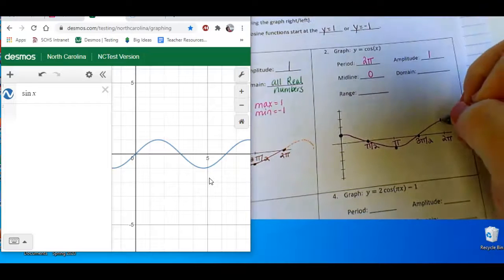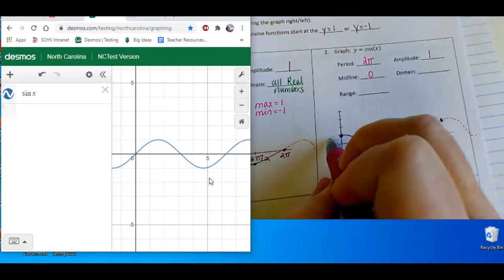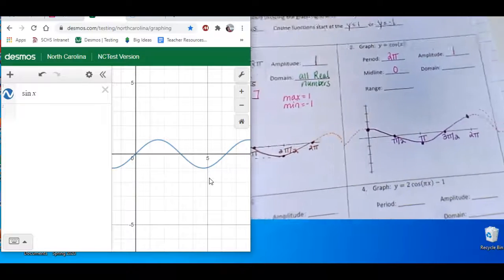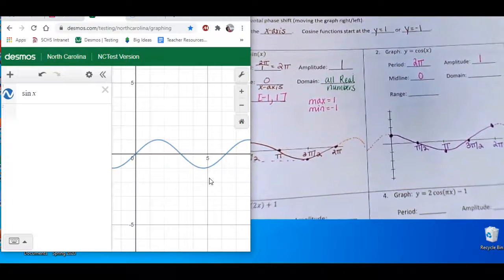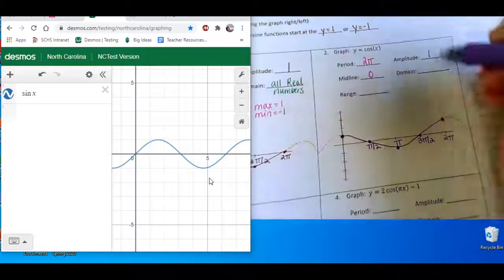And technically that graph continues as well. We just drew one period of it. Okay? So the graph of cosine and the graph of sine are really, really similar. It's just that sine starts at 0 and cosine doesn't. Okay? The domain would still be all real numbers.